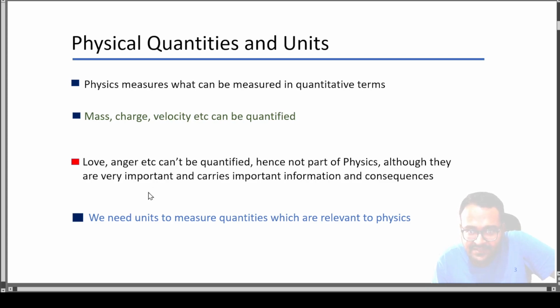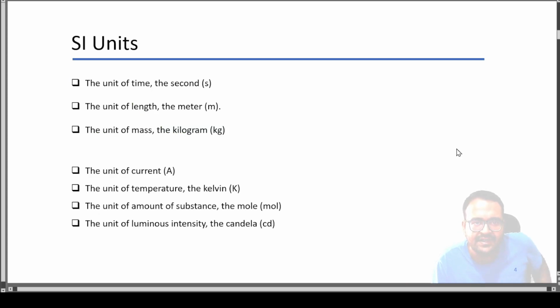Some other quantities cannot be quantified, like love, your feelings for someone else. It cannot be exactly quantified in physics terms. Of course, it might be quantified in some other theories or in some other subjects, but at least it cannot be quantified in terms of physics. So in that sense, it cannot be quantified, although they are very important. So now we focus only on whatever is relevant to physics.